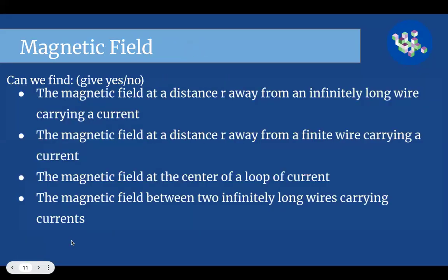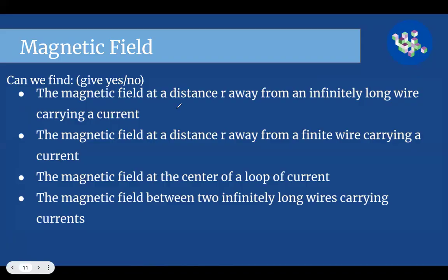Using Ampere's law, can we find the magnetic field at distance r away from an infinitely long wire carrying a current, the magnetic field at a distance r away from a finite wire carrying current, the magnetic field at the center of a loop of current, and the magnetic field between two infinitely long wires carrying currents? I'll give you guys a moment to think about this. If you're watching the recording, just pause the recording and think about it for a few minutes.